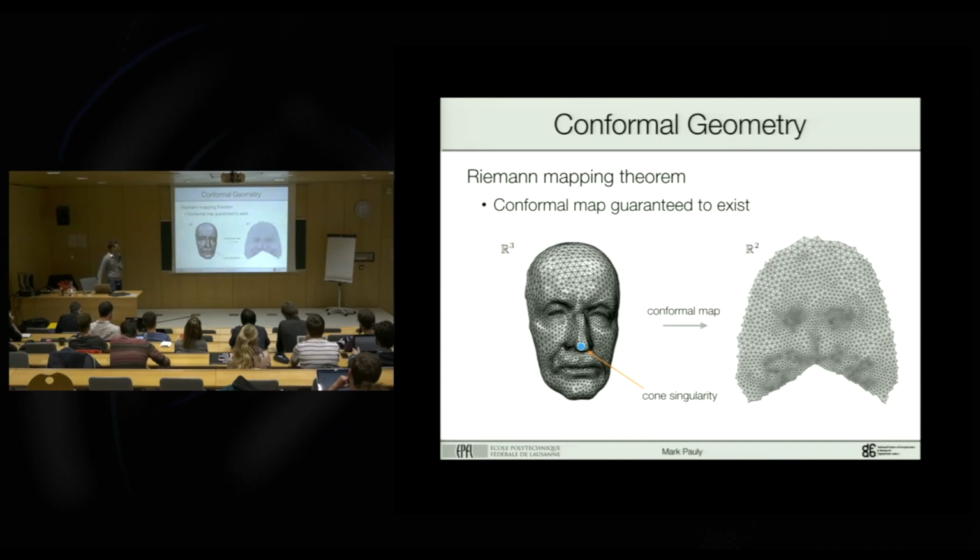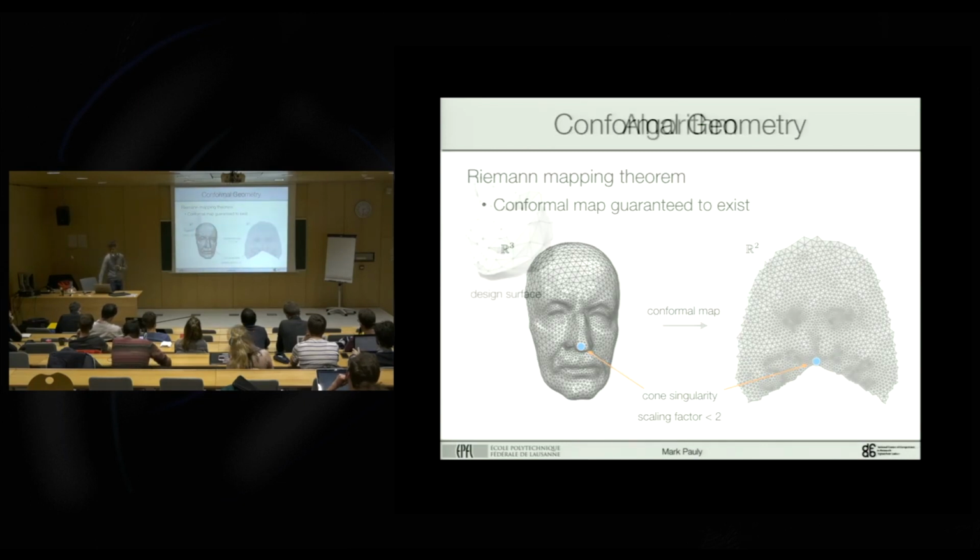And once you do that, you can reduce the metric distortion to a point where your scaling is below a factor of 2. And now that means this is actually a model I can realize, and I'll show you an example later. So how do you turn that kind of theoretical analysis into an algorithm?